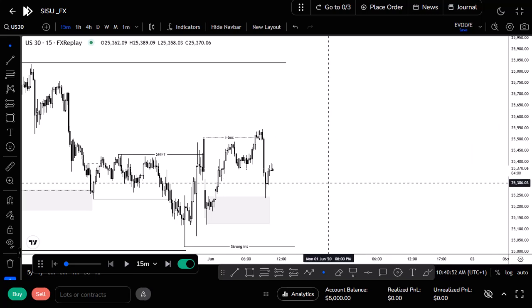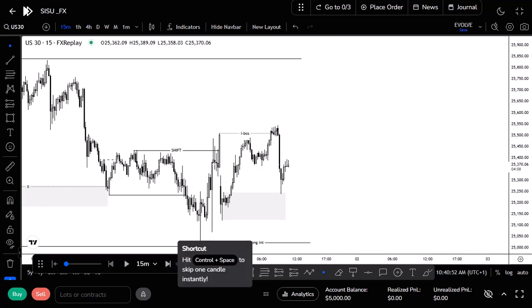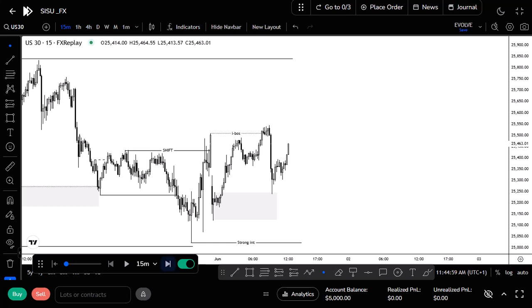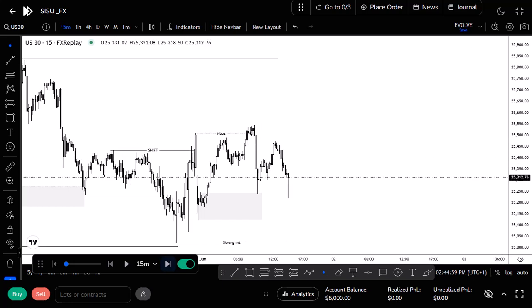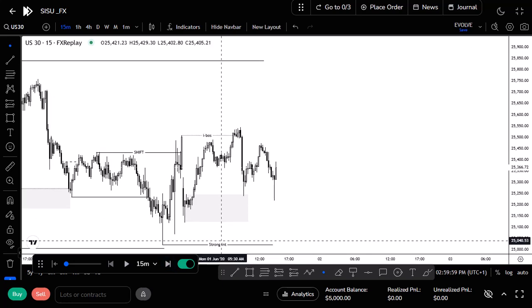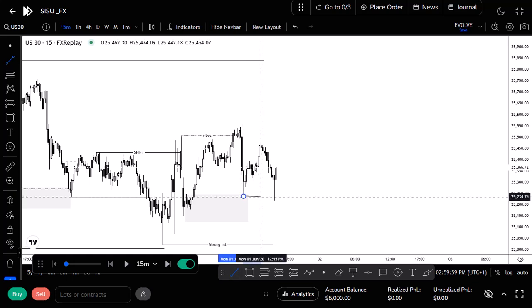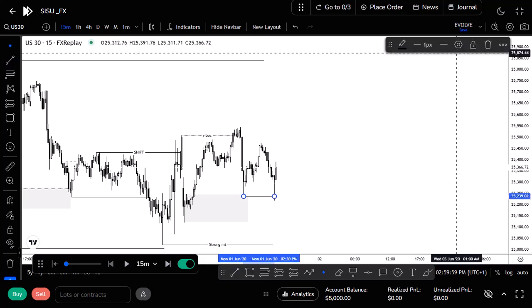So let's continue. I won't be aggressive. I will allow price to show me very, very interesting things, right? So let's just play price forward. You can see how price liquidates this low. It gives us a very, very strong liquidation of this low. It liquidates this low. And what happened next?